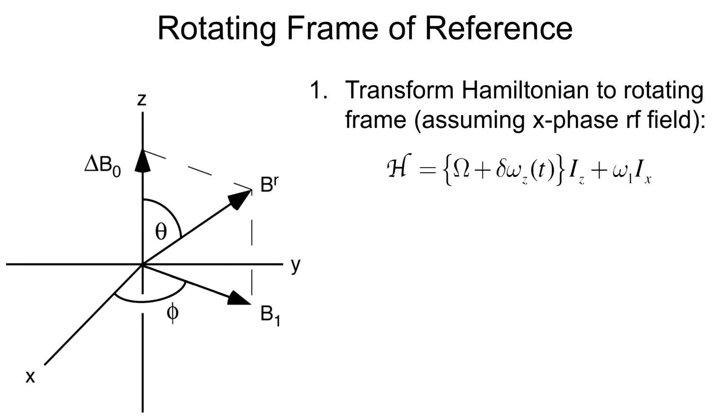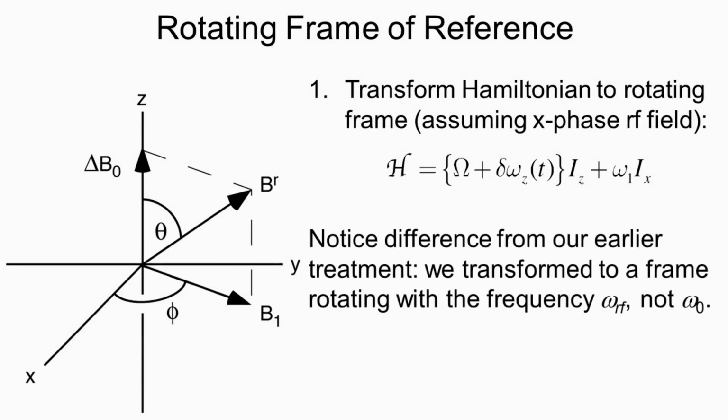The first step is going to go into the rotating frame. And this, of course, you're familiar with. If we transform into the rotating frame and assume for convenience that we have an x-phase RF pulse, in the rotating frame, rotating at a frequency omega RF, now the B1 field looks time independent and it's on the x-axis. We also then replace omega naught with the offset frequency, capital omega. So this you're very familiar with.